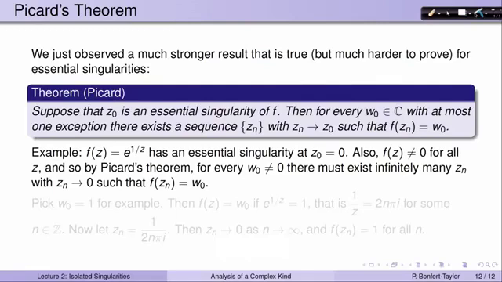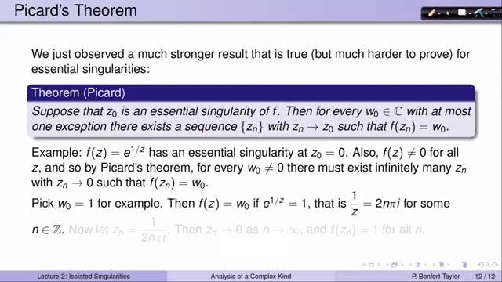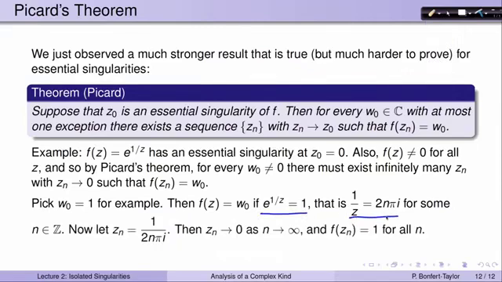w0 equals 0 is the one exception in Picard's theorem, but for any other w0, you could have done the same construction that we just did and found a sequence Zn converging to 0 such that the f of Zn is equal to the chosen point. For example, take w0 equals 1. So we want z's such that f of z is equal to 1. We want e to the 1 over z to be 1. How can we make e to the 1 over z be equal to 1? Well, that means 1 over z needs to be of the form 2 n pi i, and so therefore Zn could be chosen as 1 over 2 n pi i. Those Zn's clearly go to 0 as n goes to infinity, and f of Zn is 1 for all n.